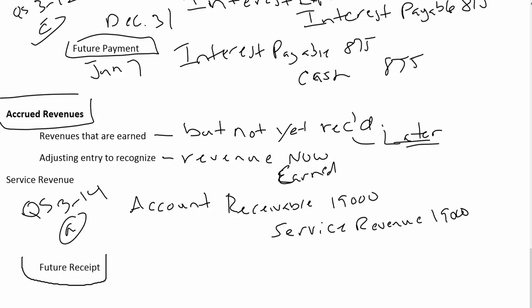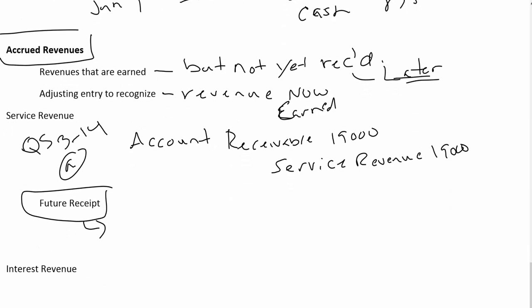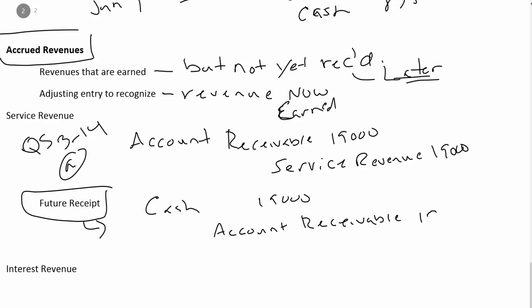And so later in the future, when we bill them and then they actually pay us, we're going to debit cash for that $19,000, and then we're going to credit accounts receivable. It's important not to try to record the revenue again, because you already did it. You record the revenue when you earned it. Therefore, when you receive it, you want to get rid of the accounts receivable, so you credit it. Remember, this is the adjusting entry. This is just the future receipt entry.